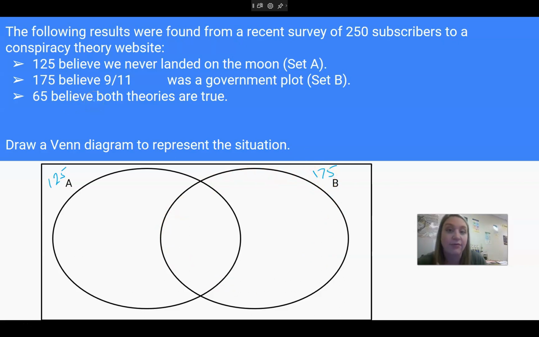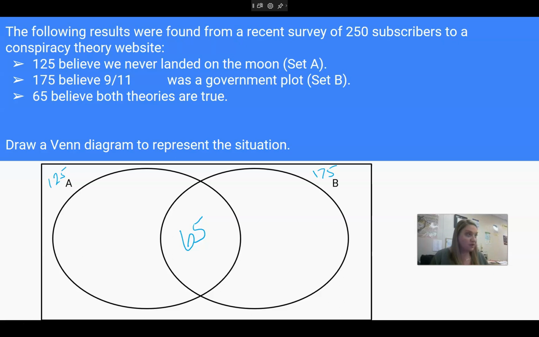65 believe both. We should start in the middle, work our way out. So 65 believe that both are true. So we're going to start in the middle with my 65. Okay. Now I'm going to put what's left. So of the 125, right?